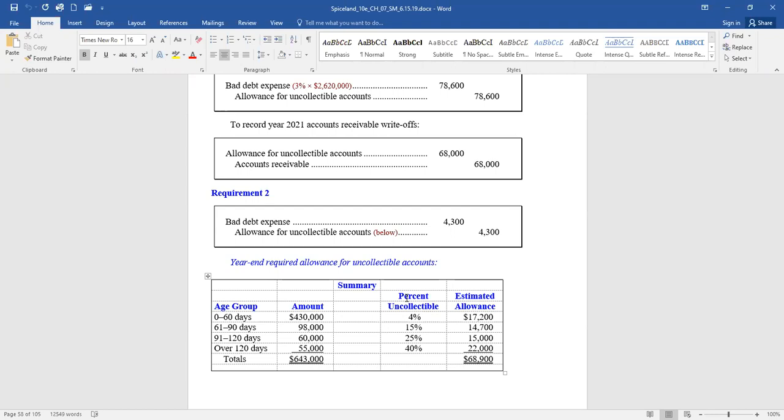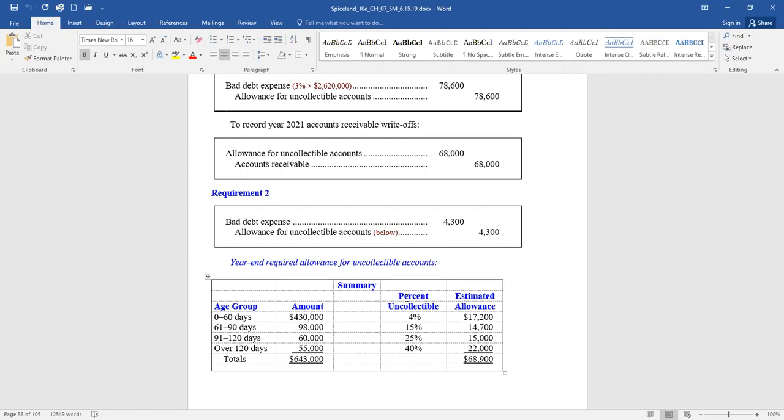So we've broken that $643,000 down by its age. Then we apply percentages that the company decides on. Based on their past history, they ask, how much of that 0 to 60 day group don't we usually collect? And they determined it was 4%. So they'll multiply 4% times 430,000. That's the estimate of that age group.